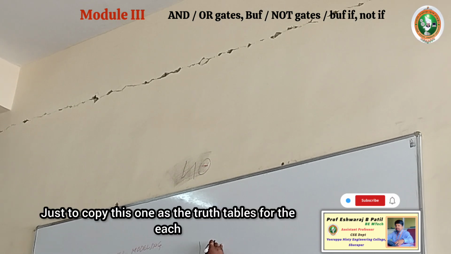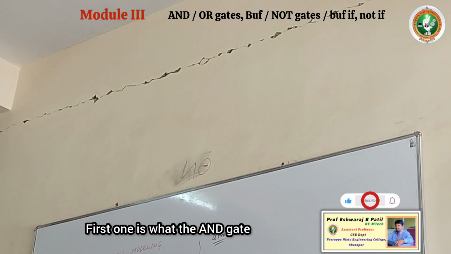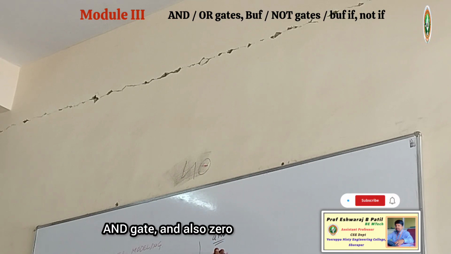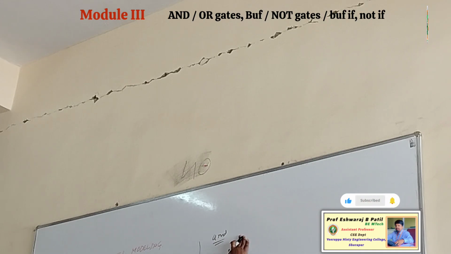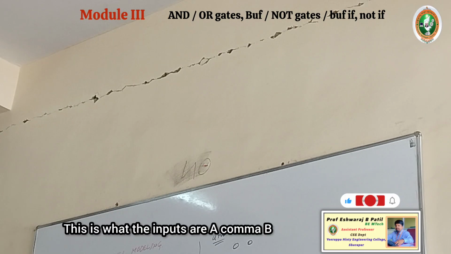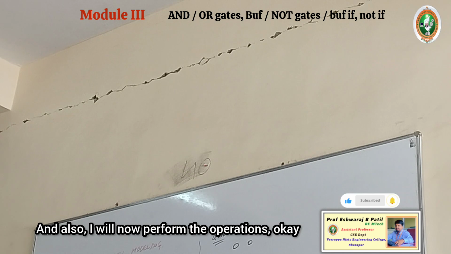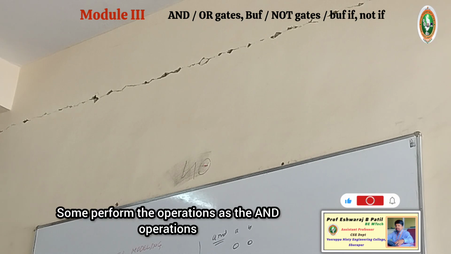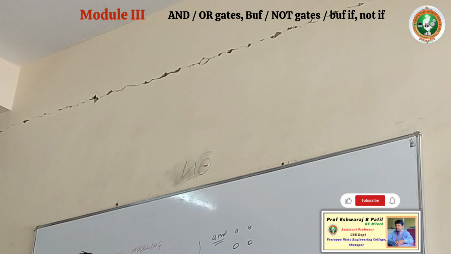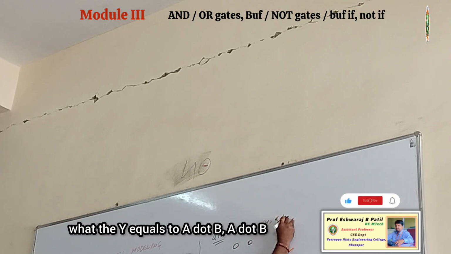Let's copy the truth tables for each and every logic gate. First one is the AND gate. Take the heading as the AND gate, and the inputs 0 0, 0 1, 1 0, 1 1. These are the inputs A comma B. Then we perform the AND operation, which has the output y equals A dot B.